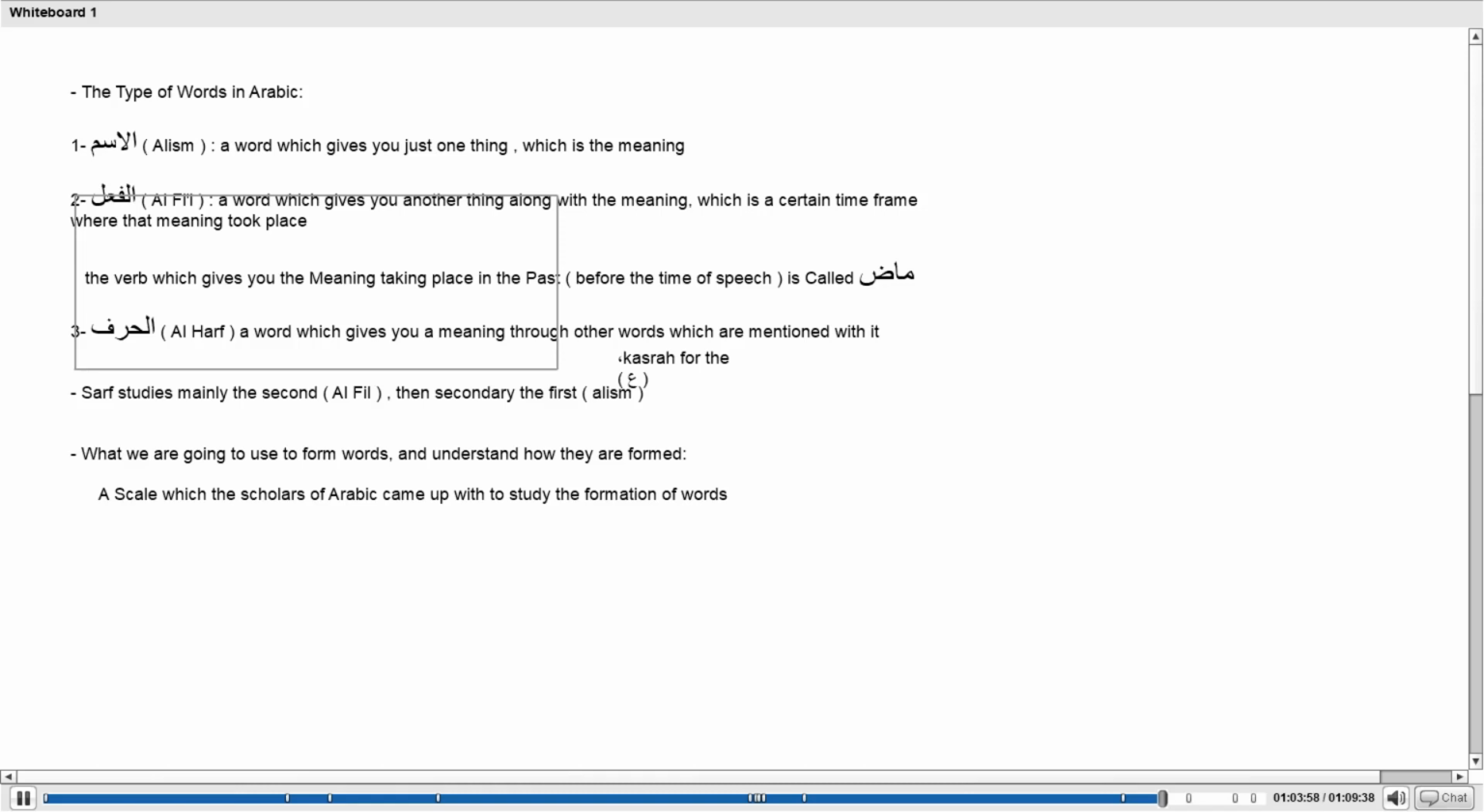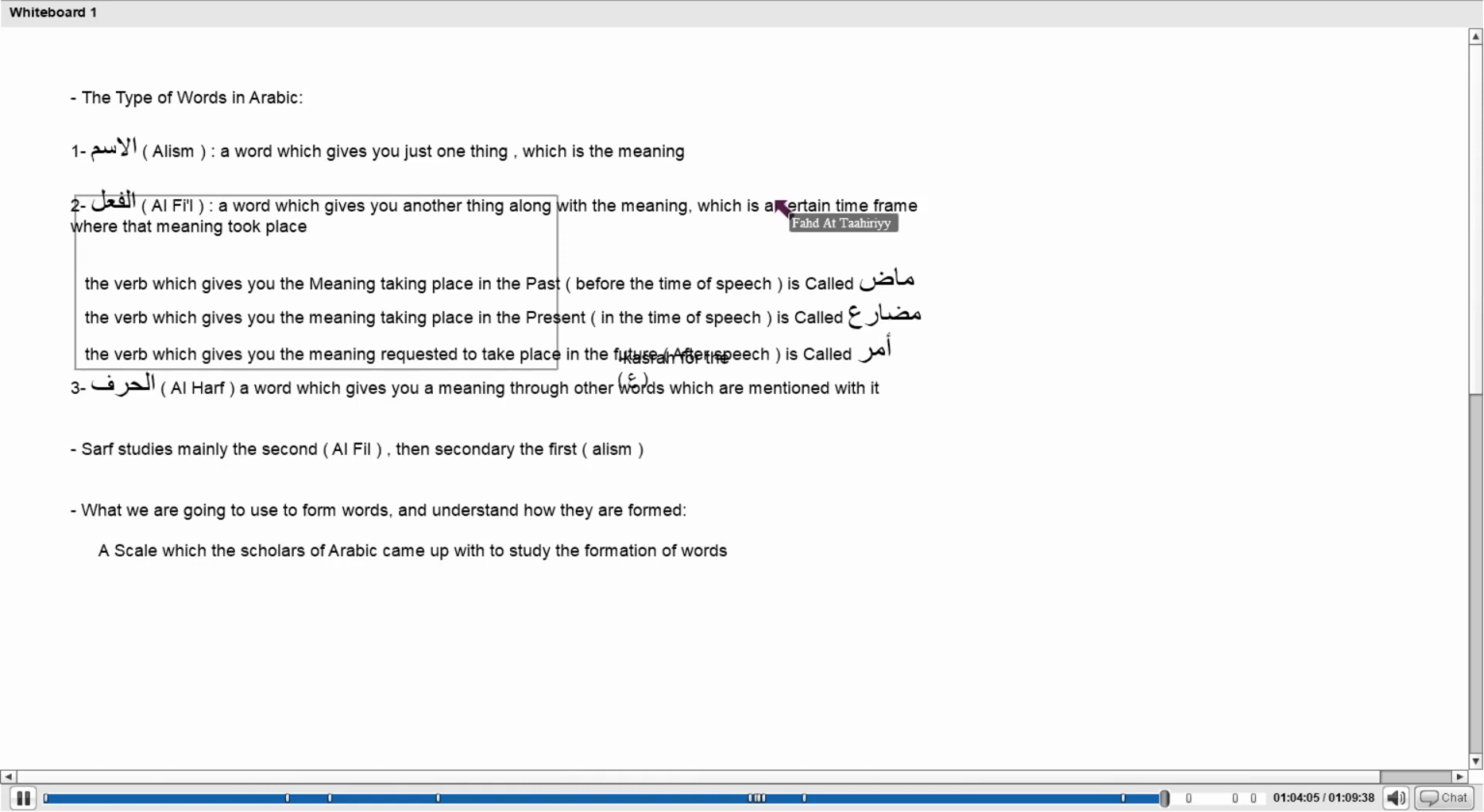And even though also it can be shortened. Now, can we say amr is order? Yes, amr is a command, but amr here is not that meaning, it's a technical name. Amr is the order linguistically, not technically. Technically, the word amr means the verb which gives you the meaning requested to be taken place in the future. واضح?